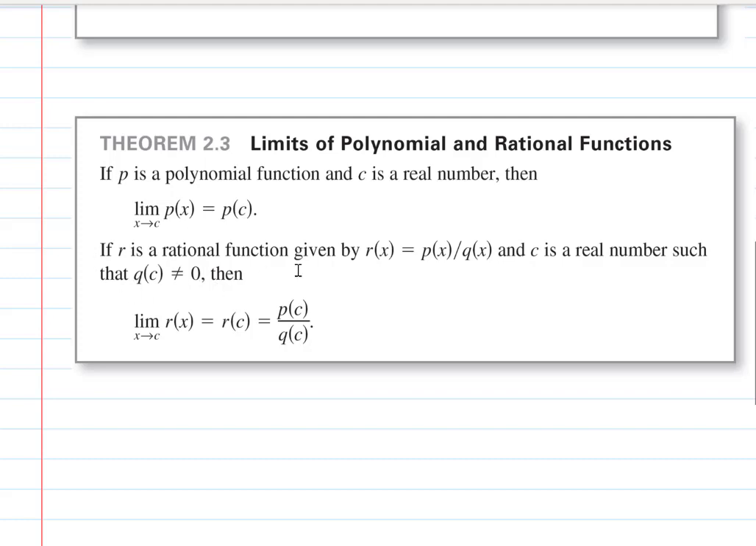Now, the same thing is going to happen for rational functions. We just have to make sure that this c is in the domain of the rational function, and of course, for this limit to exist, we have to have that q of c, which is the denominator here, is not equal to 0, right? So when we evaluate polynomial or rational functions, we're just going to be able to substitute directly and then get that limit.